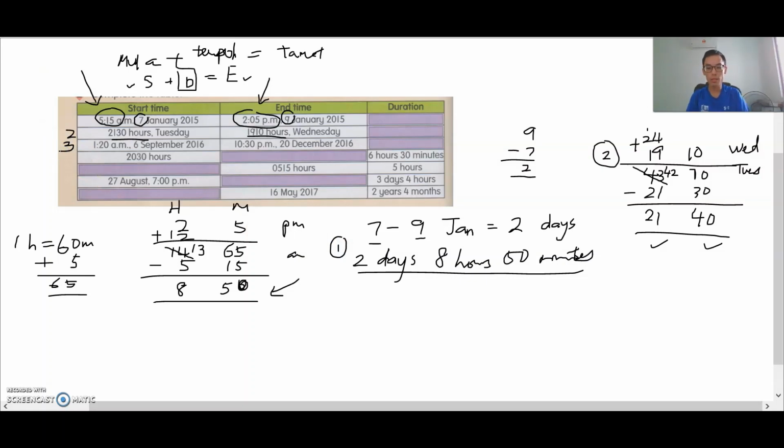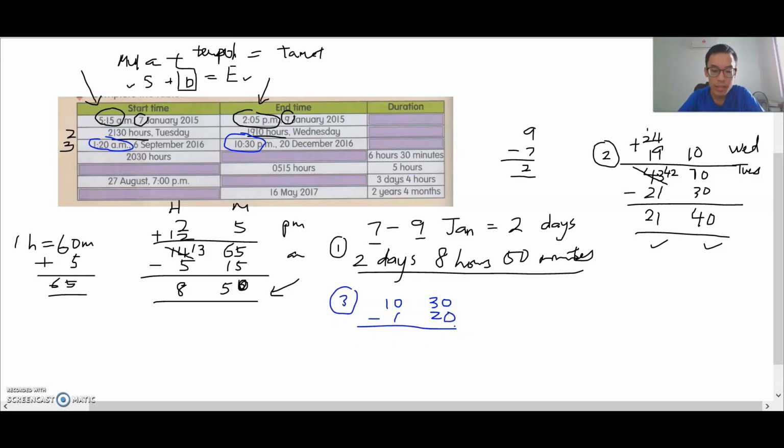Okay, now we look at number 3. For number 3, again, we are given the start time and the end time. So we take the end time minus the starting time. So the end time is 10:30 p.m. Starting time is 1:20 a.m. Okay, number 3, I do it here. So 10:30 minus 1:20.